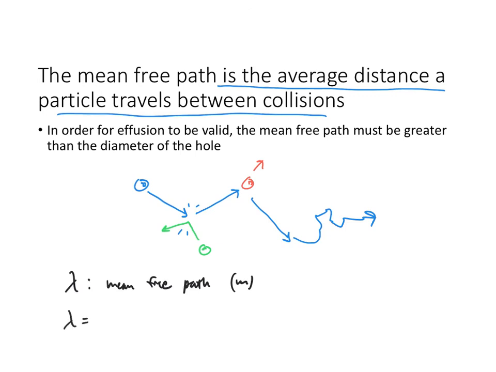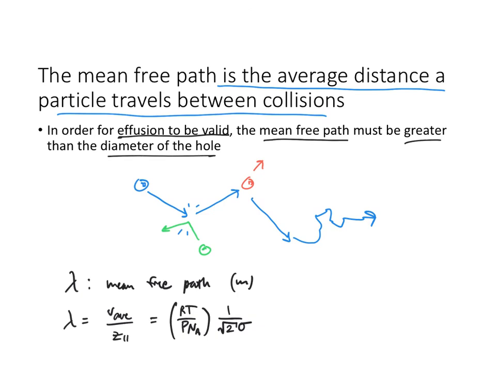This is going to equal the average speed divided by the particle collision frequency. And we can just write down those quantities from what we already know. This just becomes RT divided by pressure, Avogadro's number, 1 over the square root of 2 times the cross section. The cross section is not inside that radical. By the way, it's worth noting real quick that in order for the effusion to be valid, this mean free path needs to be larger than the diameter of the hole through which the effusion is occurring.